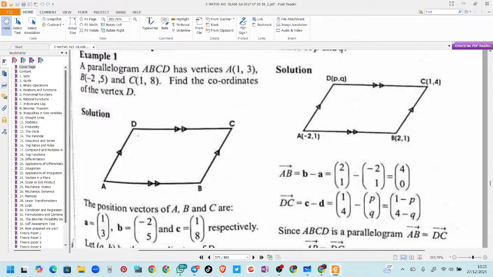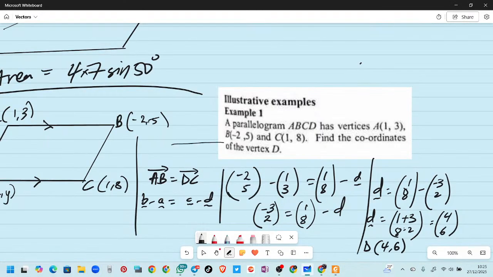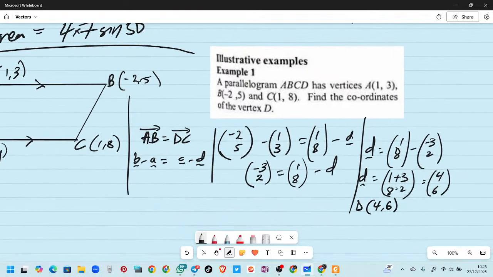The labeling is very important. A, B, C, D. You have to move whether in a clockwise or anti-clockwise. Me, I move from the top. A, B, C, D.